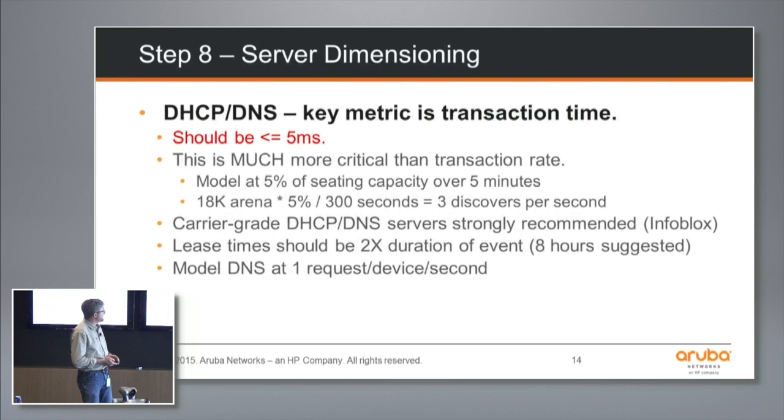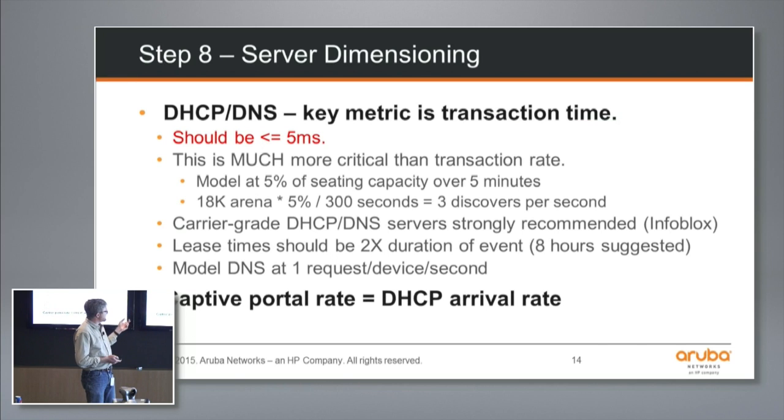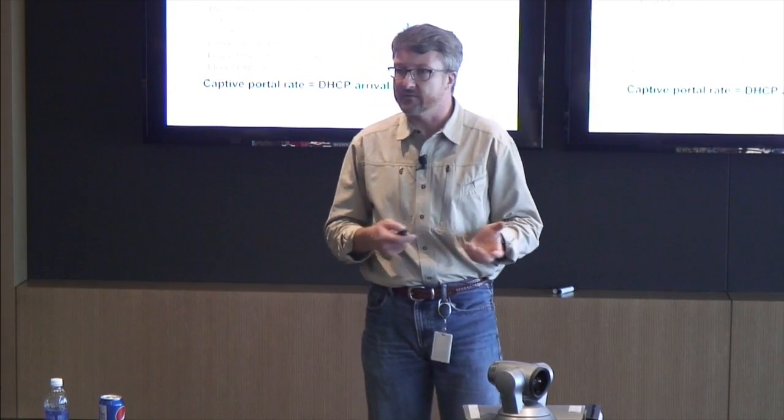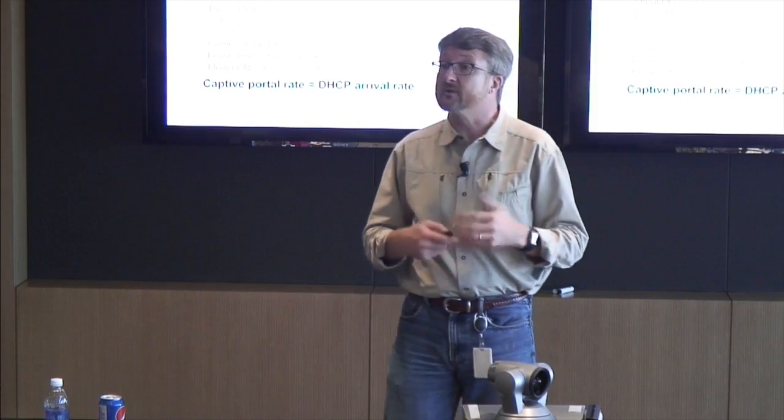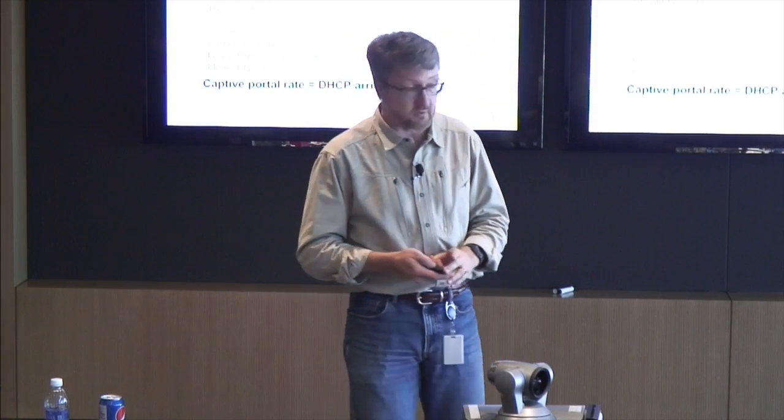From a server perspective, fast DHCP servers are really critical, and you want very fast transaction times. It's really not the rate of transactions that's the key in this type of environment. It's the speed with which they are fulfilled. And you can use the DHCP arrival rate. We've done studies, and typically what you see, if you look at just the tickets being scanned at the gate here, on average, the peak is about 30 minutes before kickoff, and it's about 5% of seating capacity. So you can use that as a very reliable metric to size a bunch of different servers, RADIUS and ClearPass and so on.